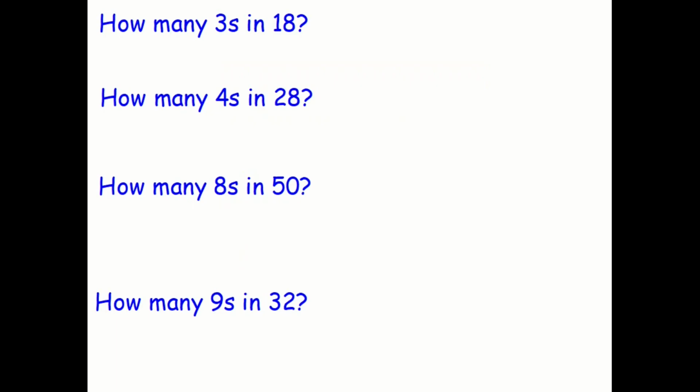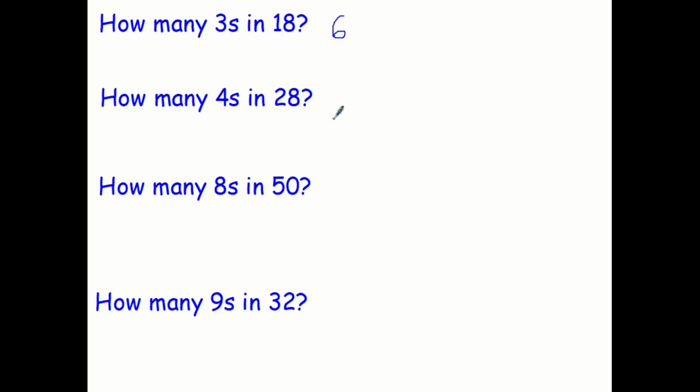You need to be able to answer questions like this to be able to do bus stop division, so let's start with these. The first question says how many 3's in 18? Well, this is a nice straightforward one because 3 goes exactly into 18. We say that 3 is a factor of 18. So 3 goes exactly into 18 6 times. So the answer to that one is 6.